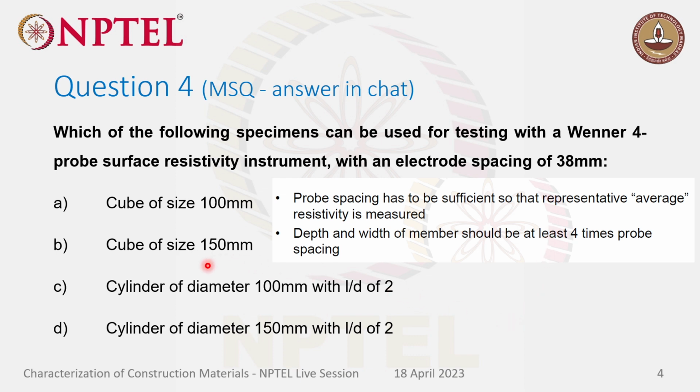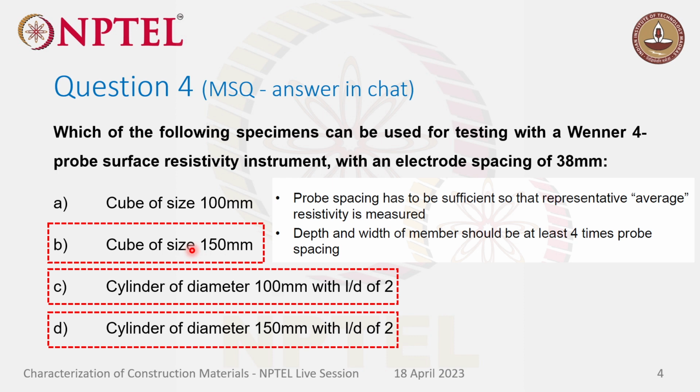So in that case, if you exactly calculate the number, B is not a right answer, but since it's close to 152, I had given B as a right answer. But B cannot be a right answer in that case. And if you see C, the depth should be at least 4 times, right? In this case, the length to depth ratio is 2, right? So if the diameter of the cylinder is 100 mm, what will be the length of the cylinder? It will be 200 mm. So obviously 200 is greater than.